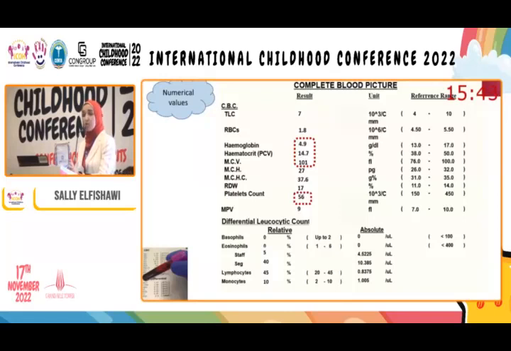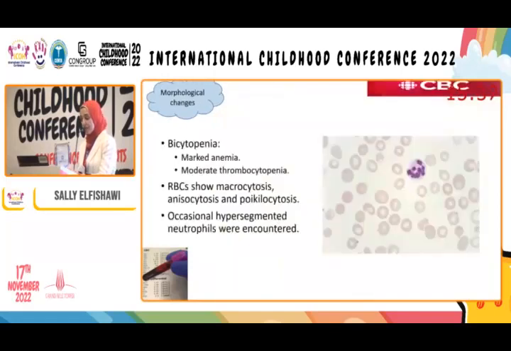Now we looked at the numerical values. Let's have a look at the morphological changes this infant had. We detected bicytopenia, marked anemia, and moderate thrombocytopenia. The RBCs show macrocytosis, anisocytosis, and poikilocytosis, and occasional hypersegmented neutrophils were encountered. I'd love to invite Dr. Ilham to share how she would think about this case.